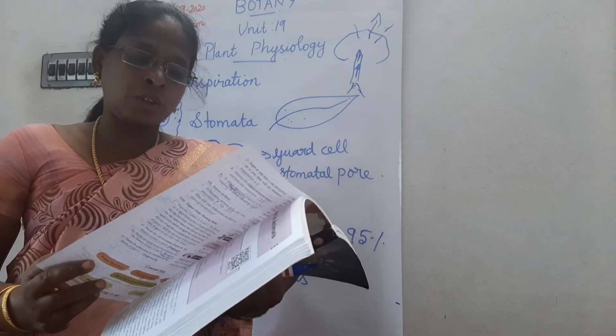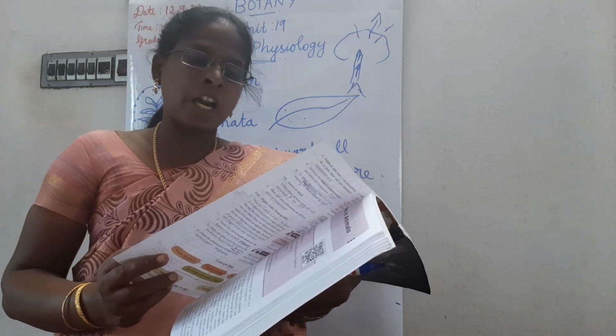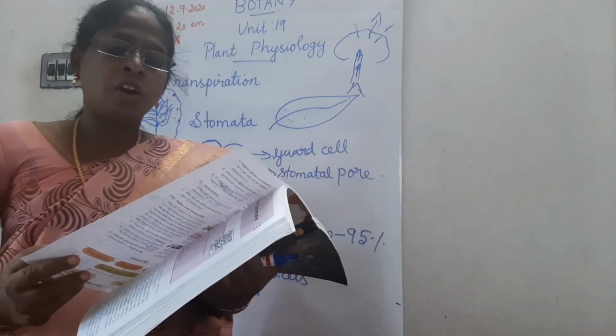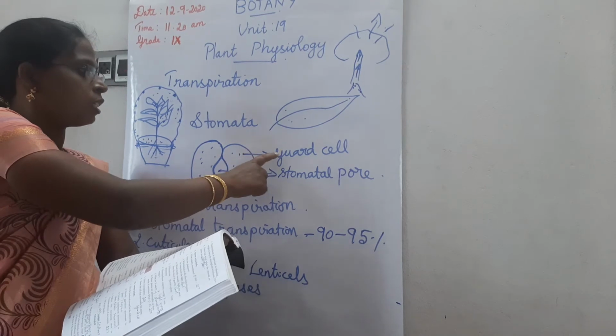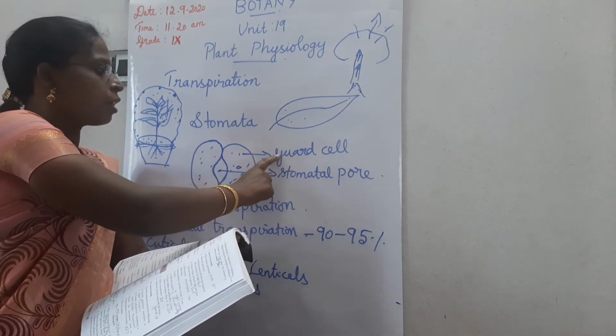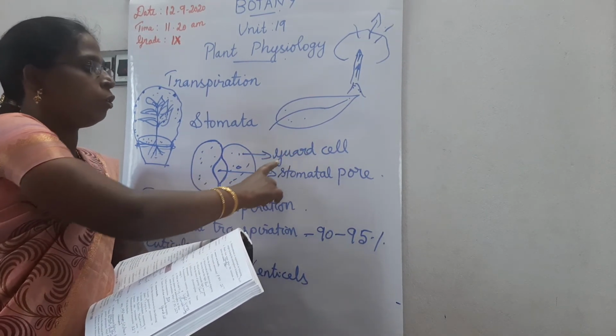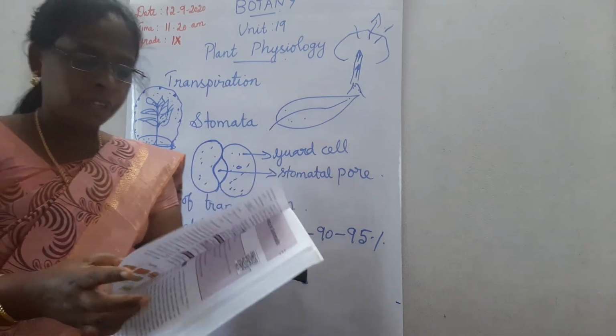Then sixth question. Name the cell that surrounds the stoma. Guard cell. Guard cell. The spelling of guard is G-U-A-R-D. Guard cell.